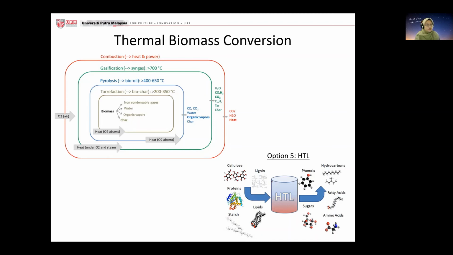And another important thing as well is that with the other types of processes, water is an issue. But with HDL, you can actually use the wet biomass. That's no problem. So it basically removes the requirement to remove water from the biomass, which is a very big issue with the other processes.